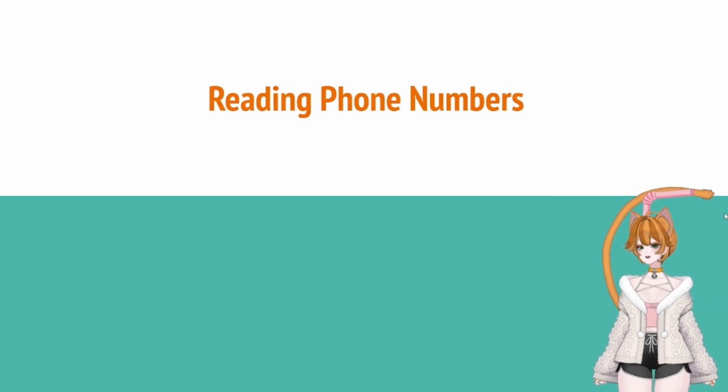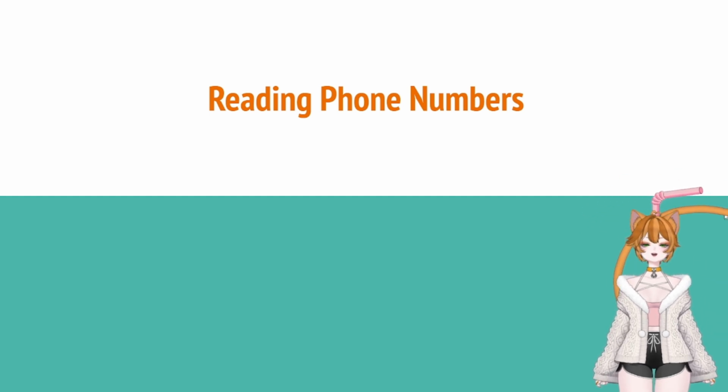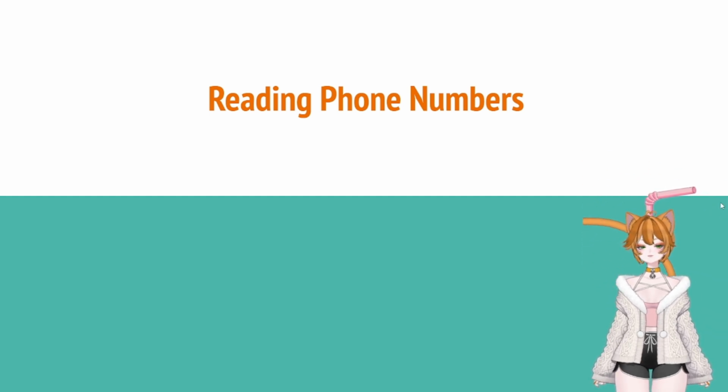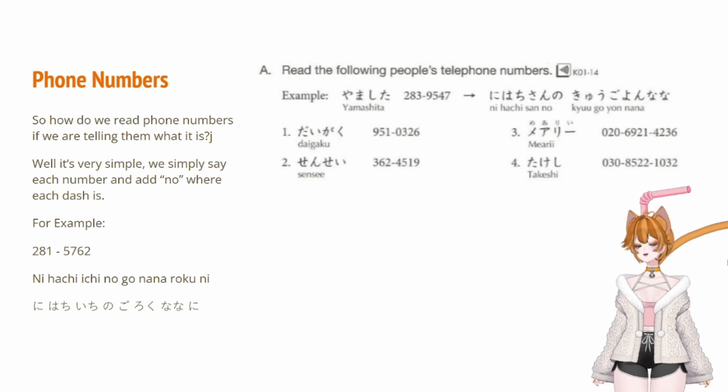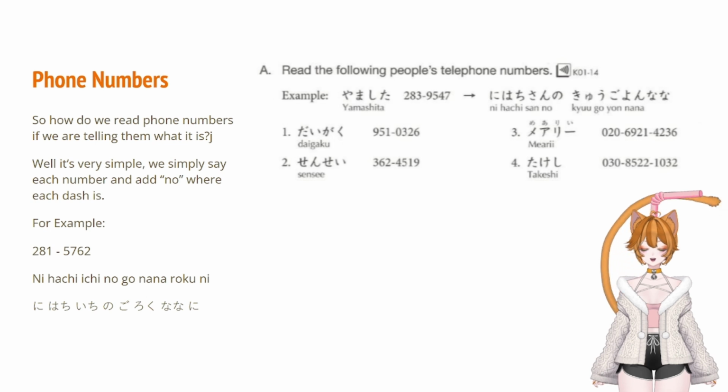So now let's move over to reading phone numbers. We are almost done. It is just this and ages. We got this, guys. Reading phone numbers is also, again, super easy. All we do is say each number and add no where each dash is. For example, 281-5762. We would read it ni, hachi, ichi, no, go, nana, doku, ni.